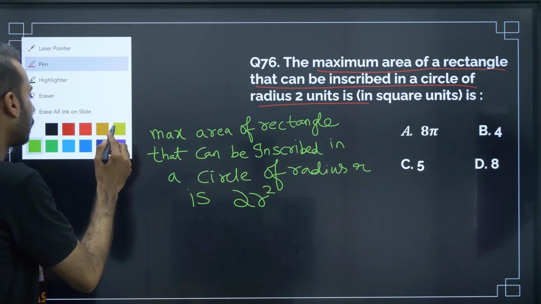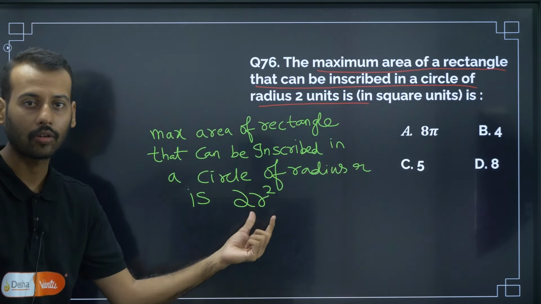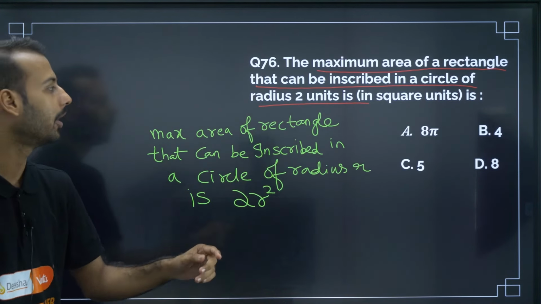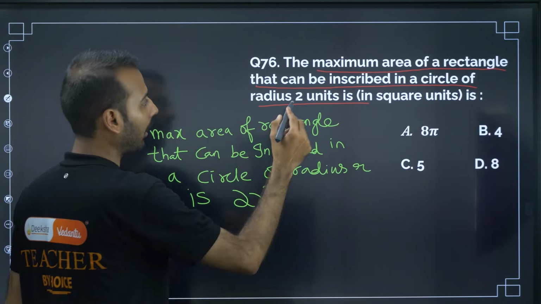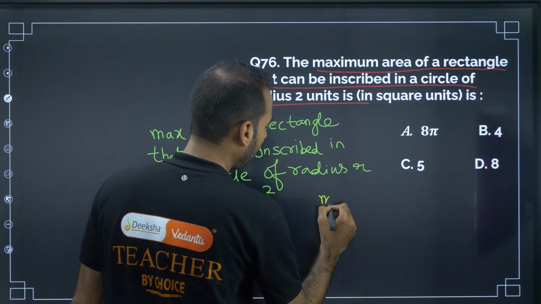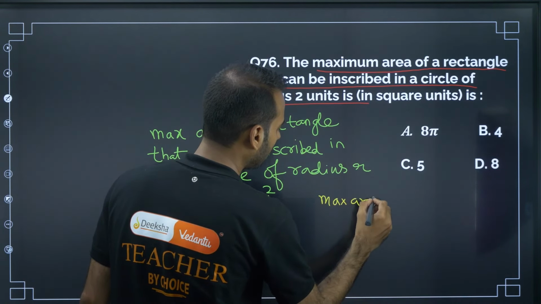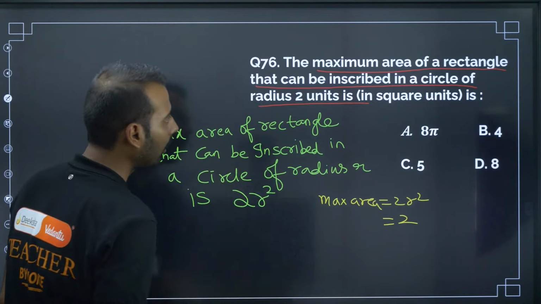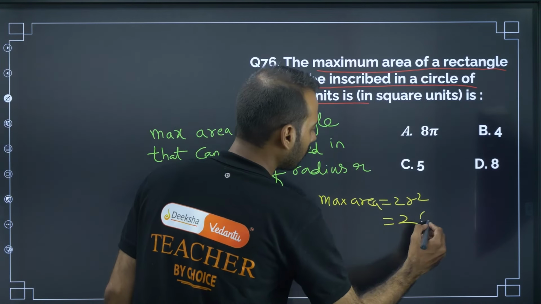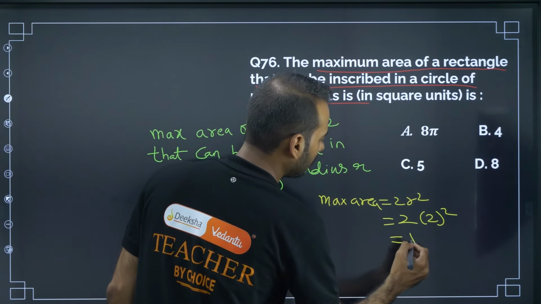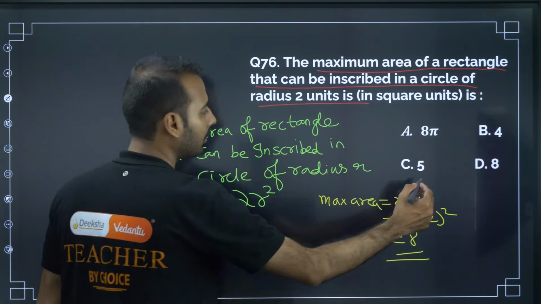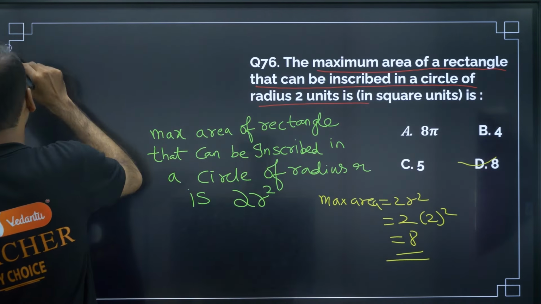So if I go through the question, you take this as synopsis. Please make a note of this. Don't ask for explanation at this point of time. There is proof, everything will be there. So radius to maximum area of rectangle, max area is equal to 2r square. r value is 2. So this is 2 times 2 square, which is equal to 8. So is there any option like 8? Yes, D is the answer for this. Moving on to next question.